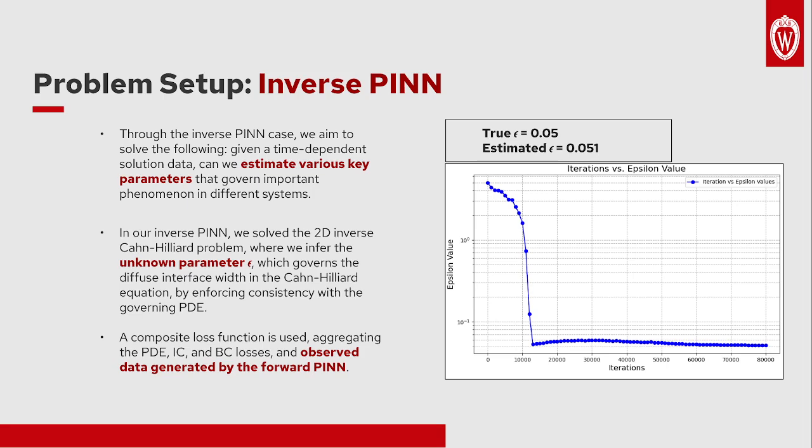Our model predicts epsilon of 0.051. We're able to reach a roughly convergent solution after 60,000 training iterations. As you can see, we get very, very close to the true value of epsilon.